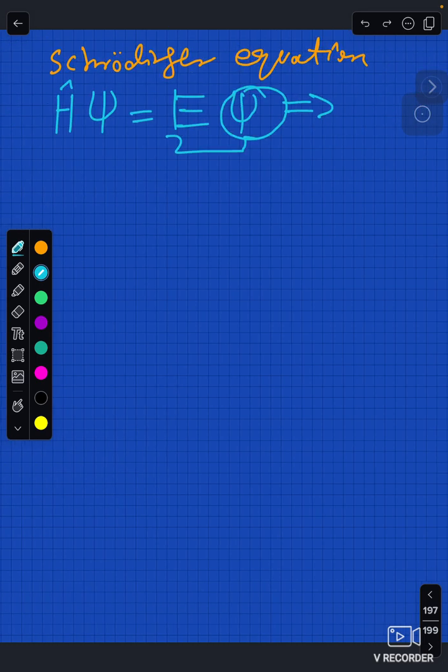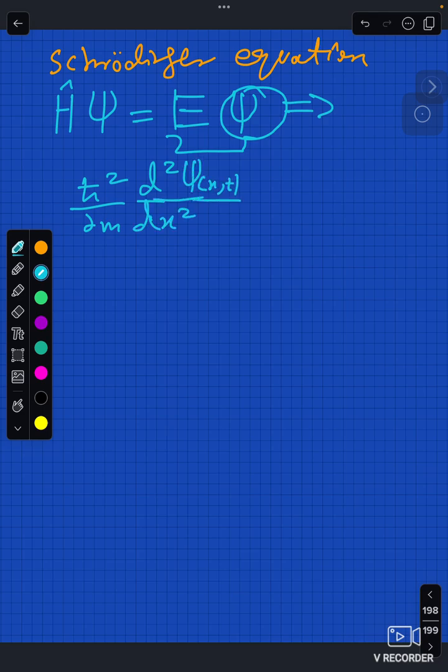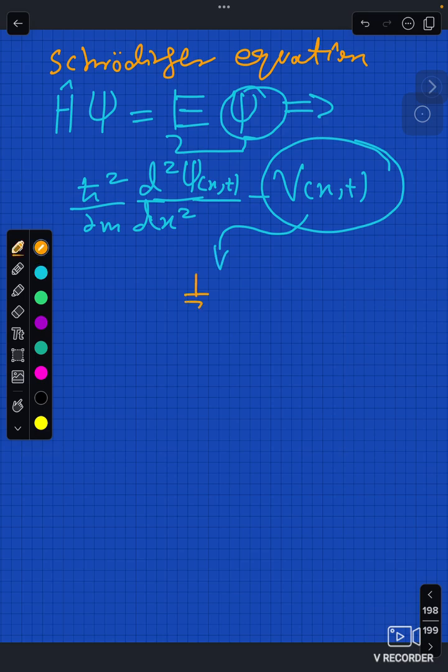we already have the potential energy, right? So we know that h bar square over 2m d square over dx square psi of x and t, minus V of x and t. This can be replaced, in which mostly I said it's constant. This can now be replaced as 1 by 2 m omega 2 x square.